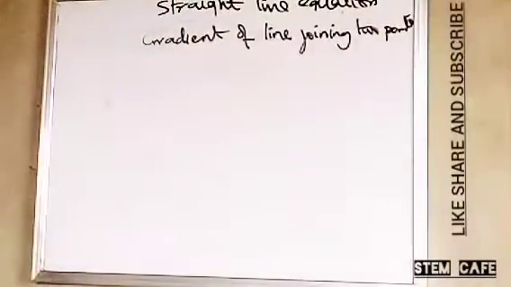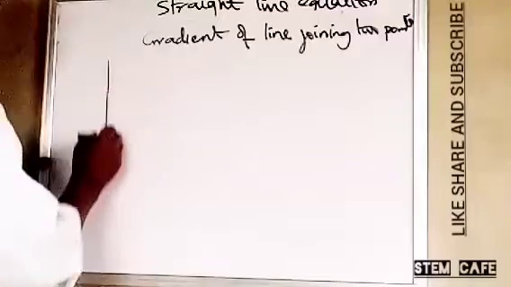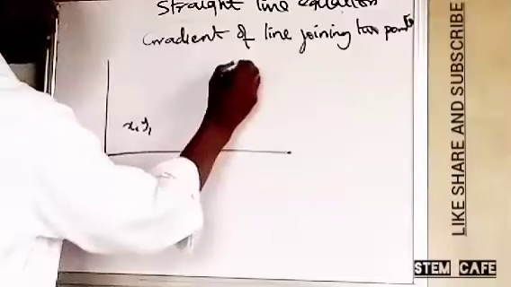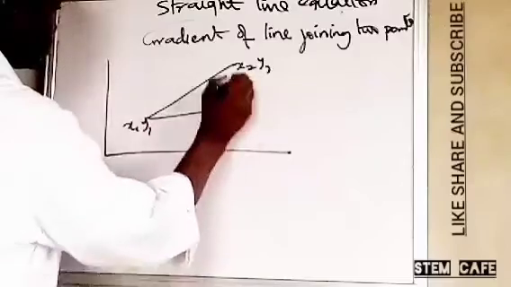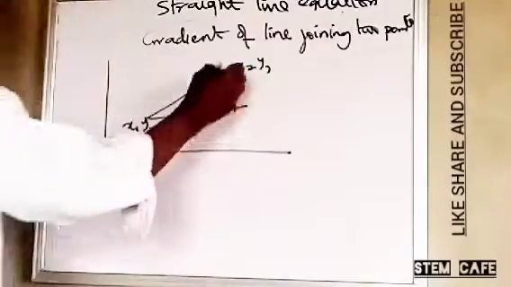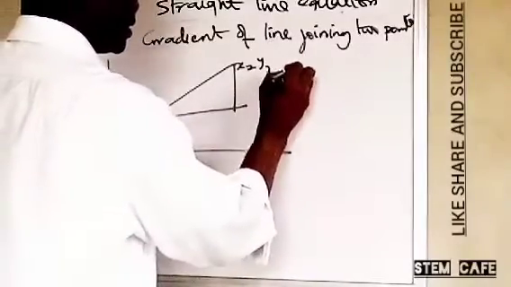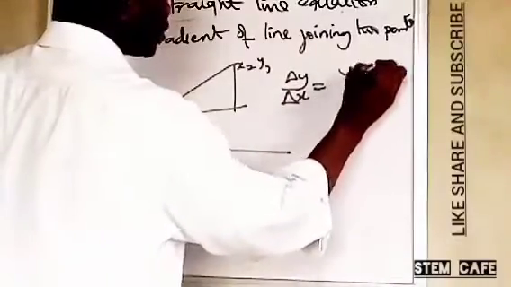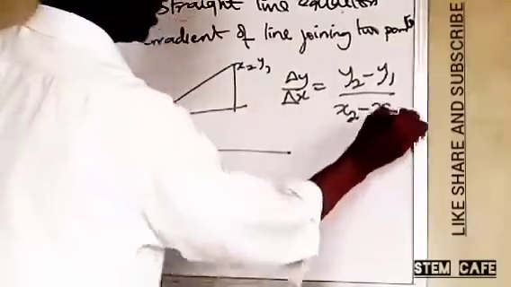Now let's relate what we have talked about in gradients to what we are doing, the straight line. Gradient of the line joining two points. Let's say we have (x1, y1) and (x2, y2). So the gradient is change in y over change in x. So our gradient for this will be (y2 minus y1) over (x2 minus x1).